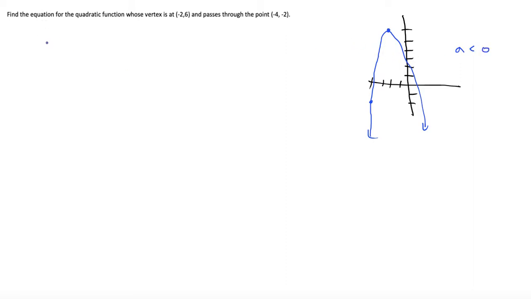Okay, so here we want to use the vertex form, right? y equals a(x minus h) squared plus k. Notice that, hey, I know what my vertex is, right? h is -2 and k is 6. Here you've got to be a little bit careful with your signs, right? y is equal to a(x minus -2) squared plus k. In this case, plus 6.